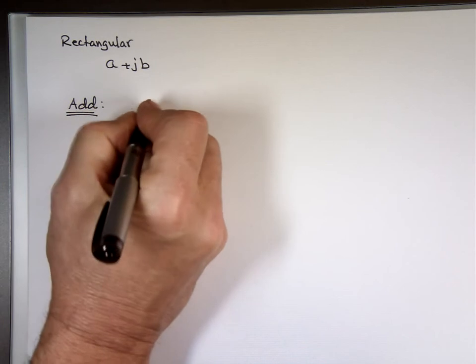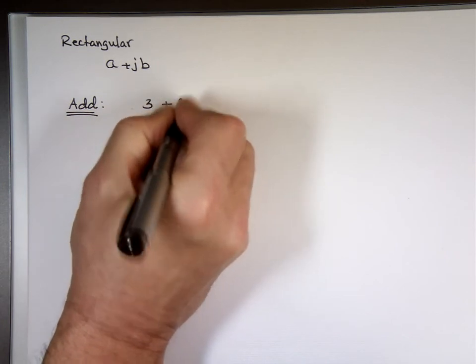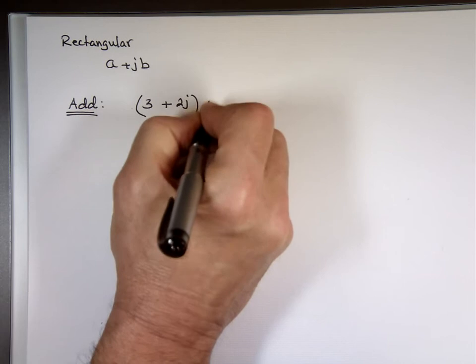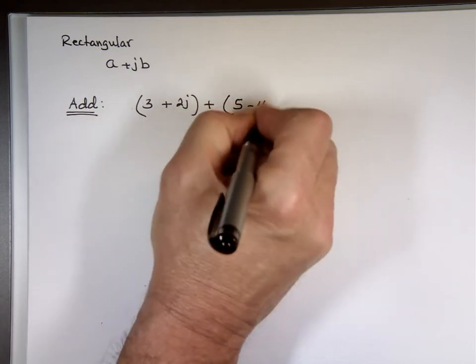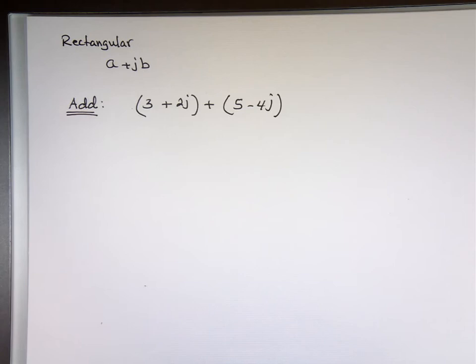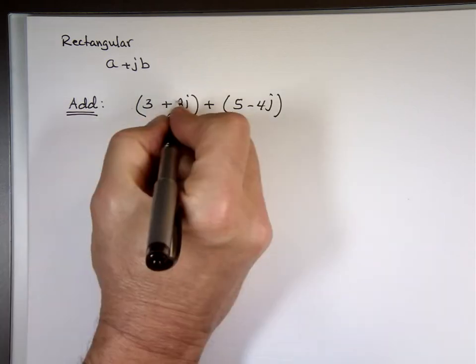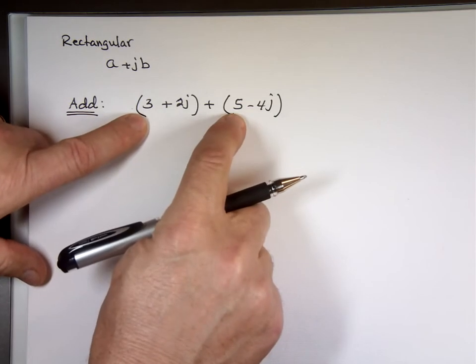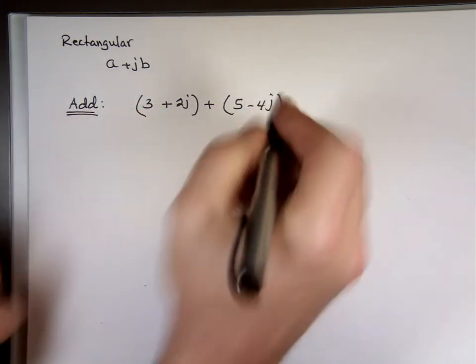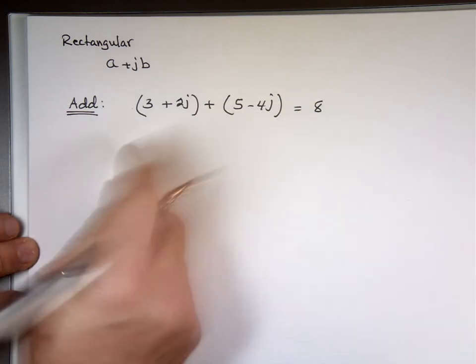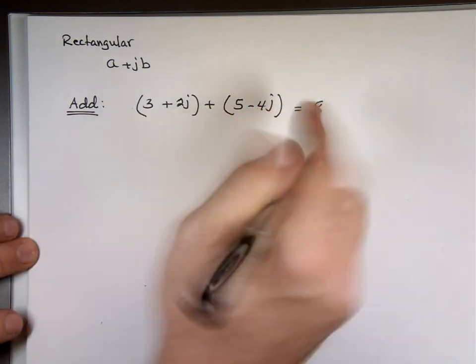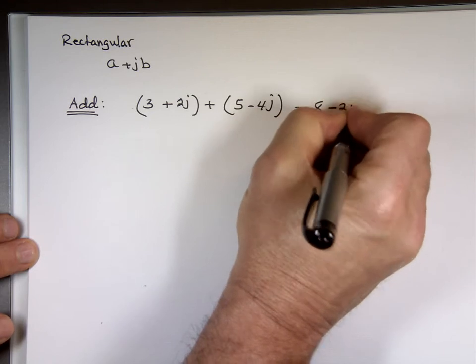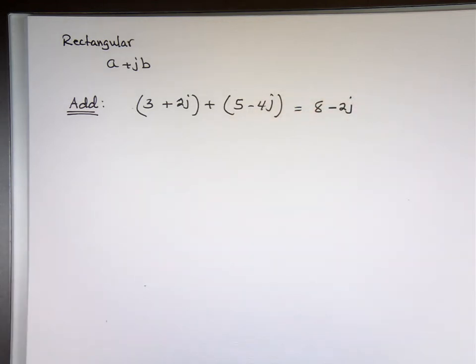If I have 3 plus 2j, and I want to add to it 5 minus 4j. Just like doing plain algebra, you add these together because they're like terms. 3 plus 5 is what? 8. What's plus 2 minus 4? Negative 2j. You add the real to the real, the imaginary to the imaginary.